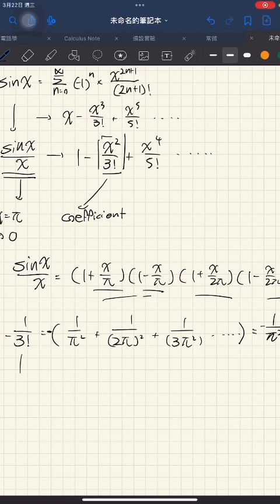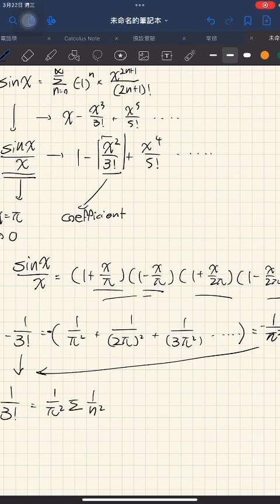We take these two parts and we get 1 over 3 factorial will be equal to 1 over pi squared sigma 1 over n squared. By moving this part over here, we get pi squared over 3 factorial equal to sigma 1 over n squared, which is pi squared over 6, and then we prove the function.